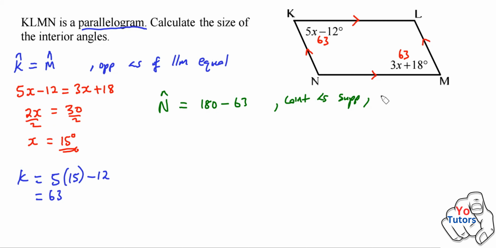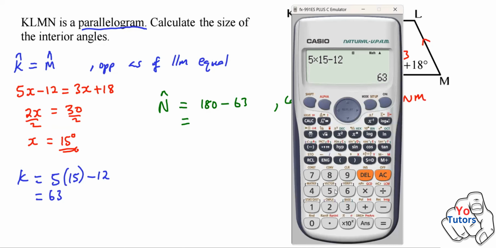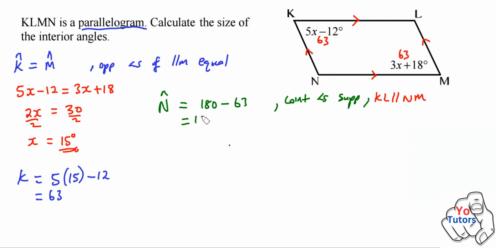Why are we saying co-interior angles? Because KL is parallel to NM. That's what we know. So in that case, we can safely say those are co-interior angles, and they add up to 180. So we're going to say 180 minus 63. What do we get? We get 117. So we have got 117 here.